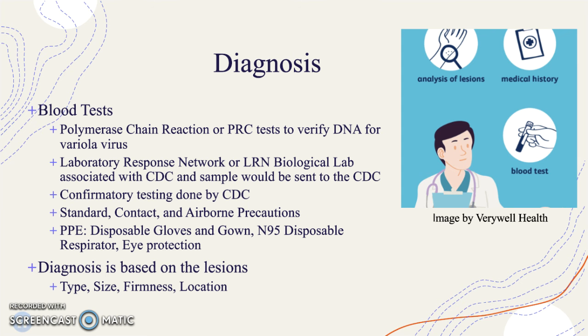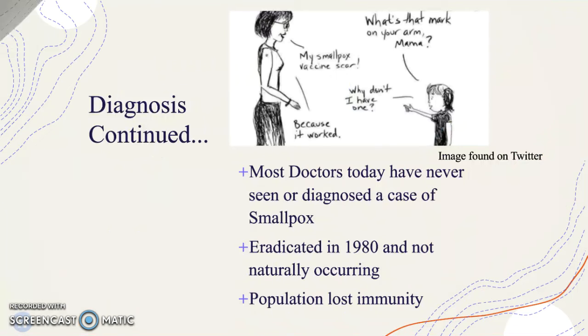The doctors would typically look at the lesions, your medical history, and do this blood test. And then you would look at the lesions based on the type, size, firmness, and location. This is a really interesting picture. You can take time to read it. This is the thing. Most doctors today haven't seen this virus, because it was eradicated 50 years ago. And typically, our population now has lost immunity because we don't need the vaccine anymore. But again, think of those labs that keep the samples just in case we were to need them.